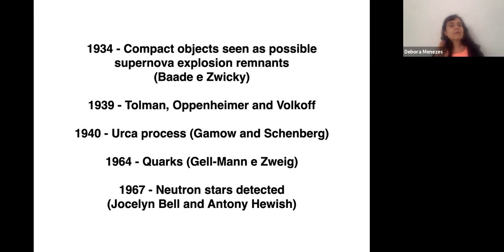Then in 1964, the quarks were described by Gell-Mann and Zweig. And finally, in 1967, the neutron stars were detected by Jocelyn Bell and Tony Hewish, who was her supervisor. Tony Hewish won the Nobel Prize. Jocelyn Bell, who made the detection, did not.